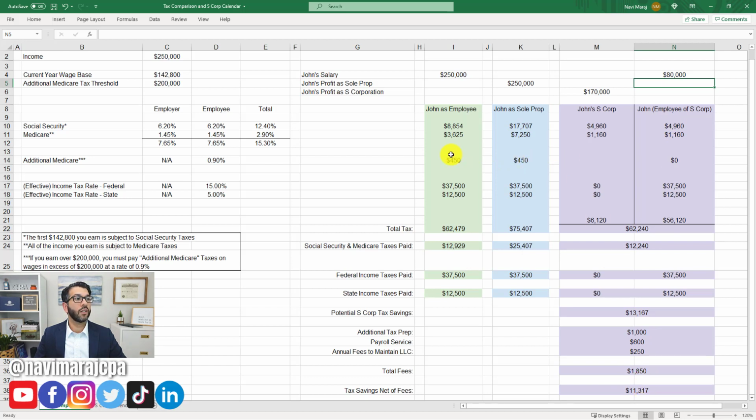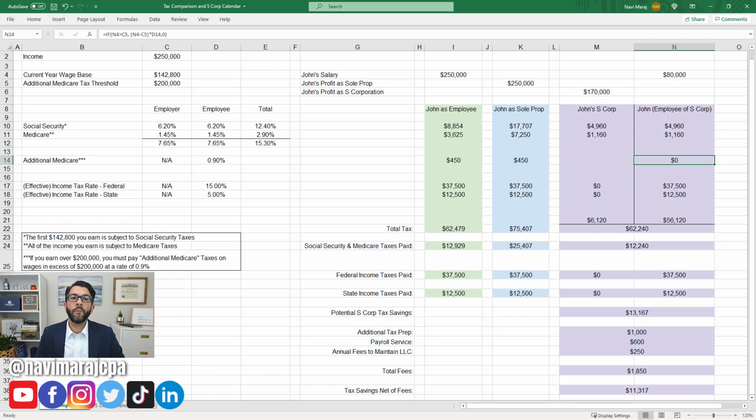The reason why is because now you have the additional Medicare tax that's going to come into play if you're taxed as a sole proprietorship. Basically, if you earn over $200,000, the additional Medicare tax kicks in on the amount over $200,000. So $50,000 is being subject to this additional Medicare tax if you're taxed as a sole proprietor, but you're not getting that as an S Corp because as an employee, you decided to pay yourself only $80,000. All right, so that's how the math sort of works out.